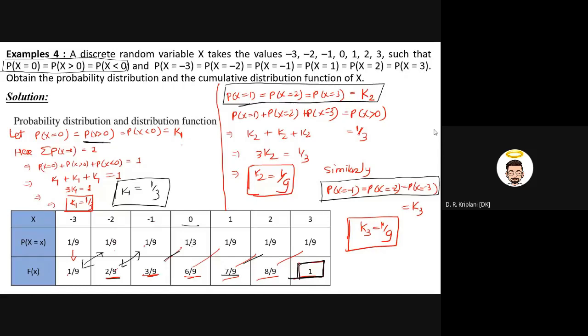Sir, yes, in 0 it is 6/9. So that part is complete. Okay, the second part of this unit, where we derive the distribution function based on the probability data.